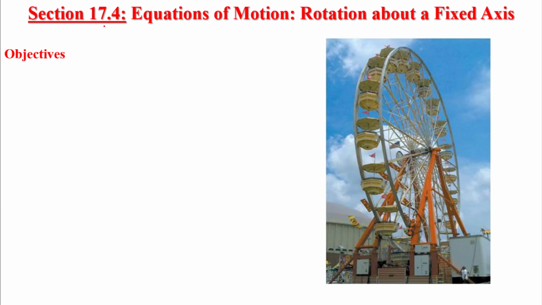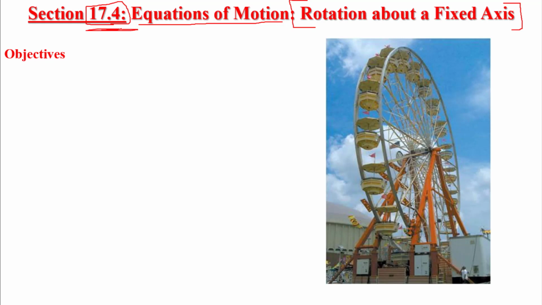So this section 17.4 talks about equation of motion for the second type of motion. Okay, so in previous section 17.3 we talked about the translational motion. And there are two types, translation rectilinear and translation curvilinear in section 17.3.